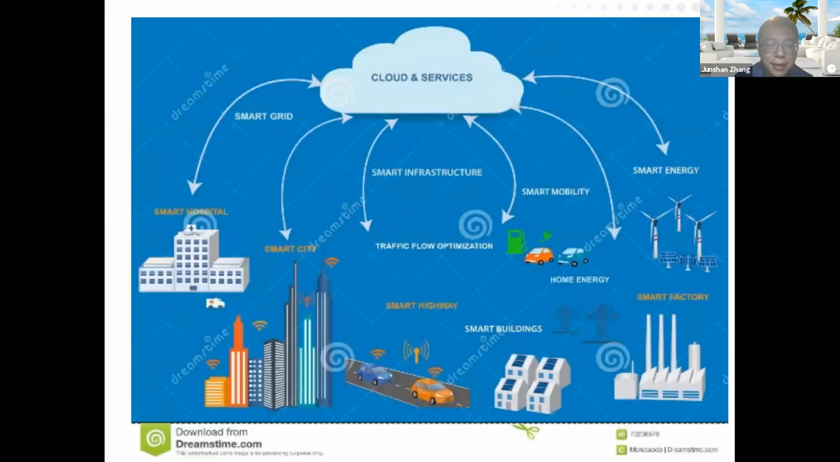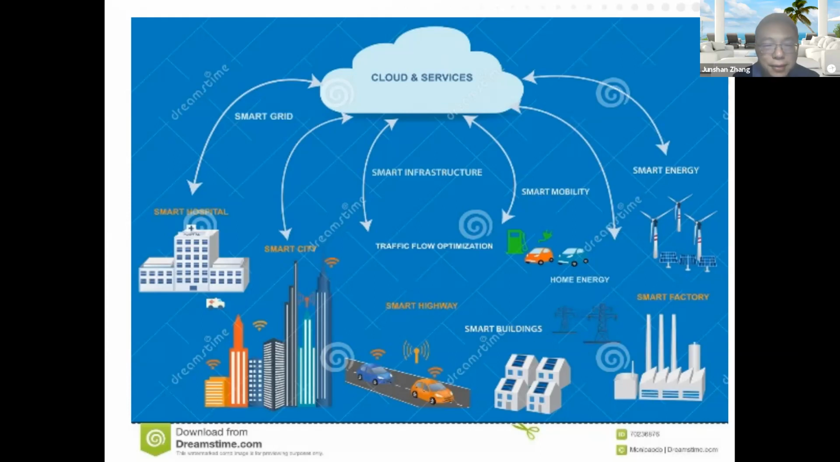Over the past decade, there's been a lot of talking about smart things, smart Internet of Things. Back in 2008, 2009, when there was an energy crisis, governments across the world invested a lot in smart energy, smart grid. In 2012, 2013, smart city, smart highway received a lot of interest. More recently, smart mobility like Uber, Lyft, right?